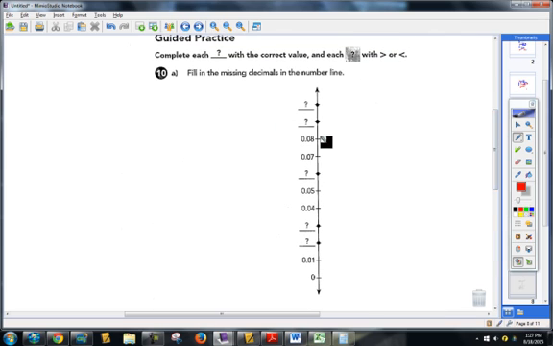Okay, we can fill in the missing values here. It's just going up by 1/100th now. So we have 0.01, so that's going to be 0.02, 0.03. It's just going up by 1 in the hundredths place value. 0.06, 0.09, and then here we go to 1.0, or just 1.